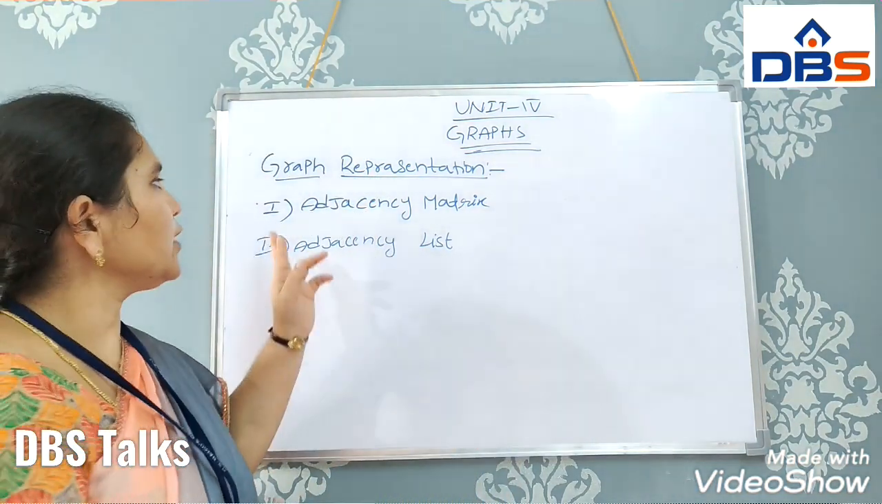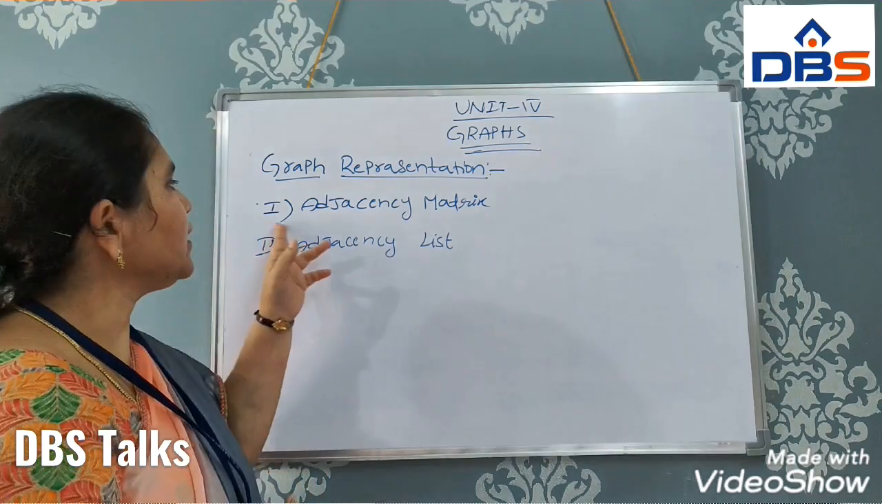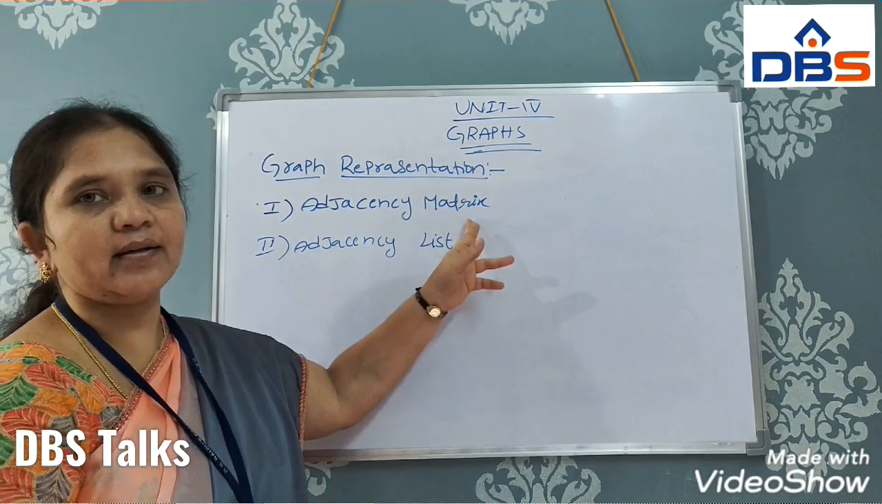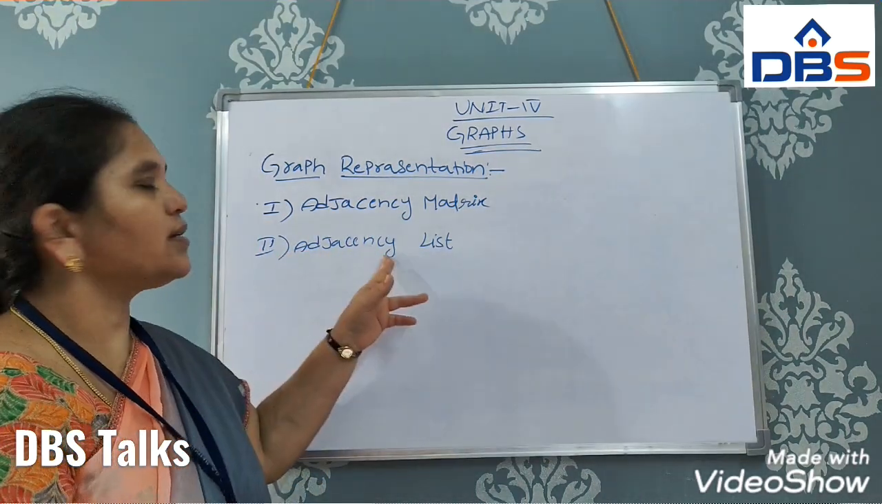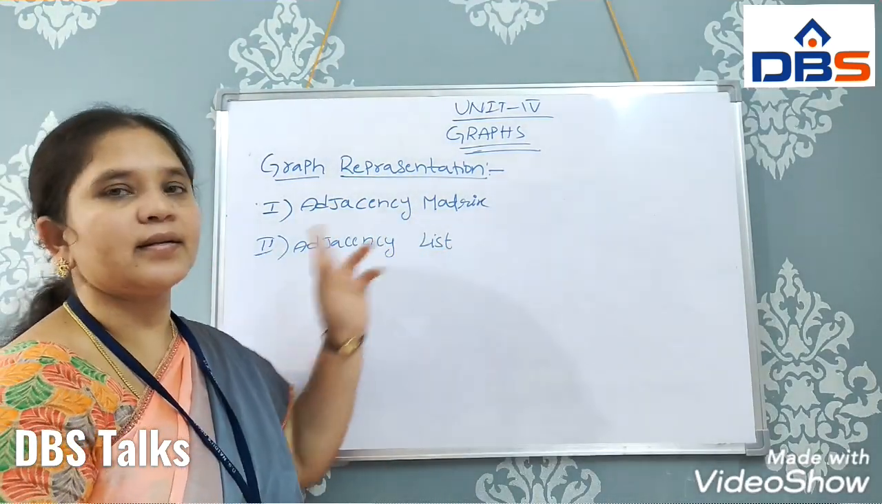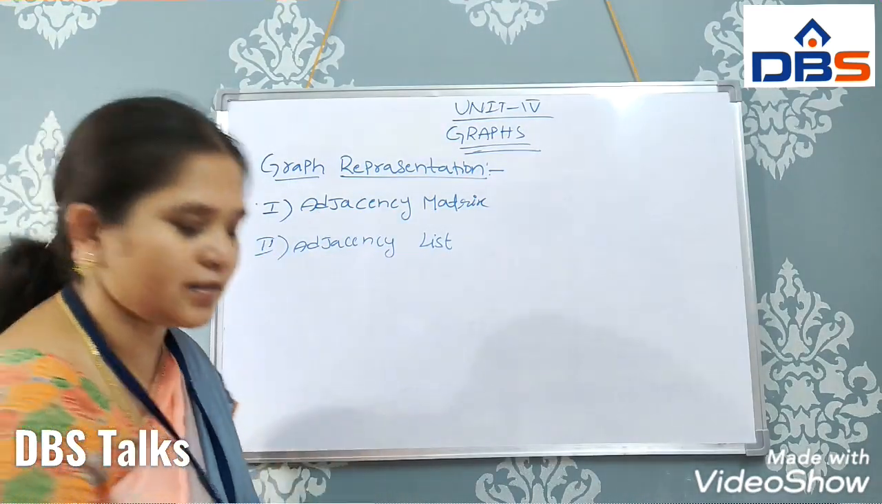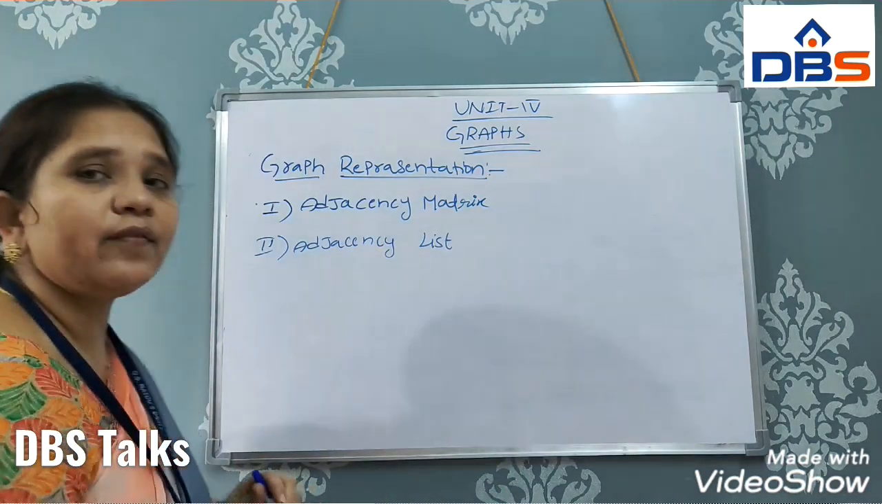Here we want to represent a graph in a particular memory location. We are mostly using two types of representations. One is adjacency matrix. The second one is adjacency list. List means linked list.